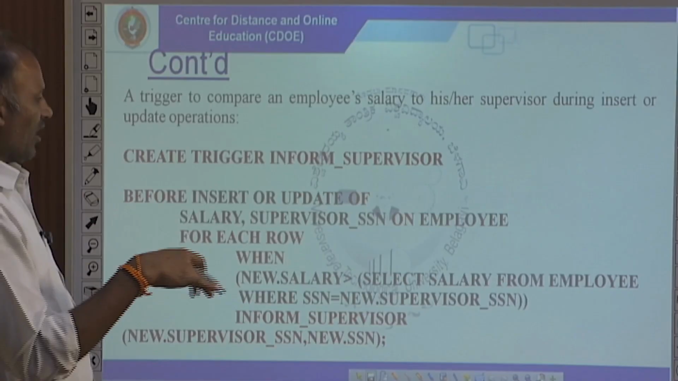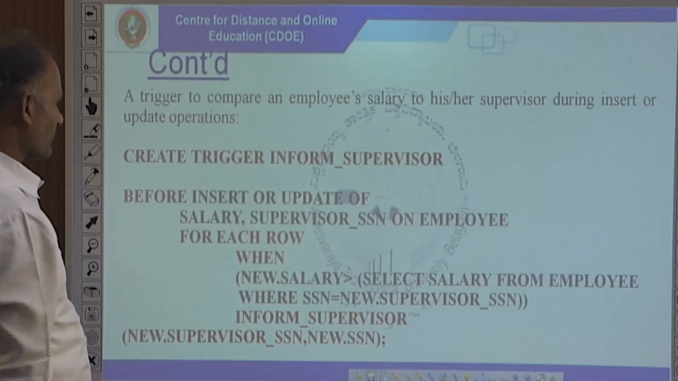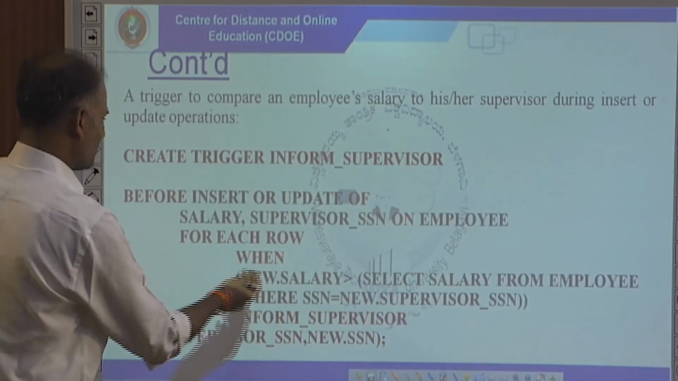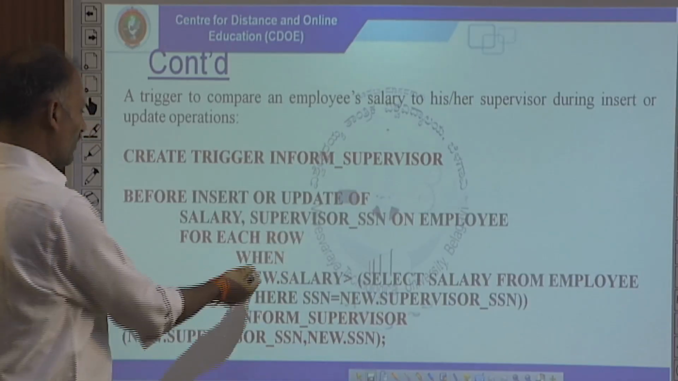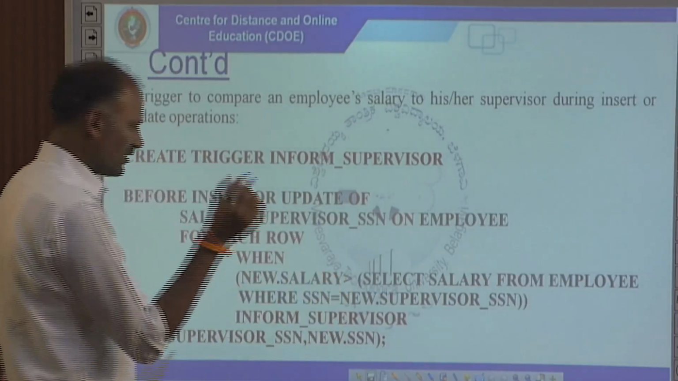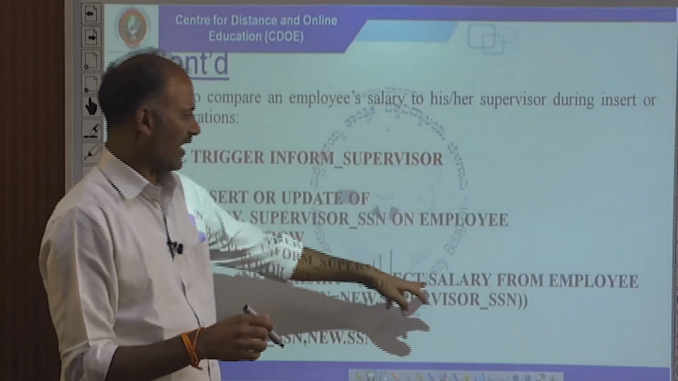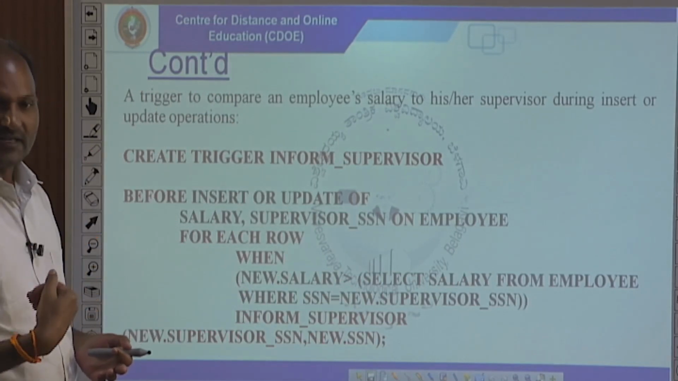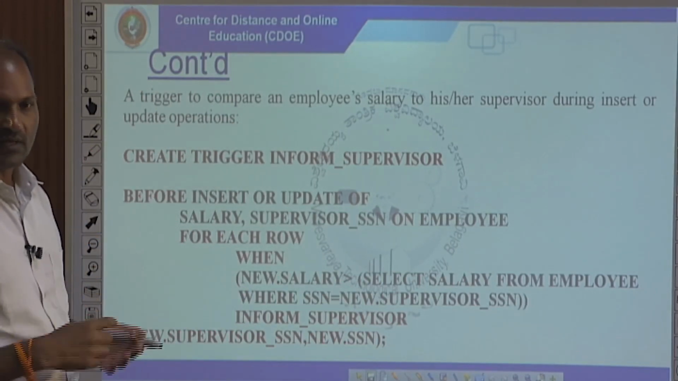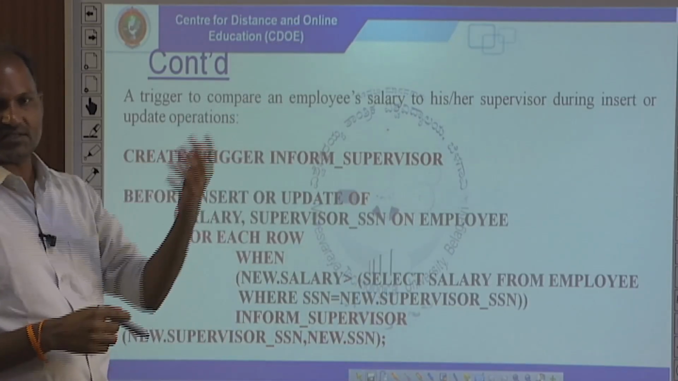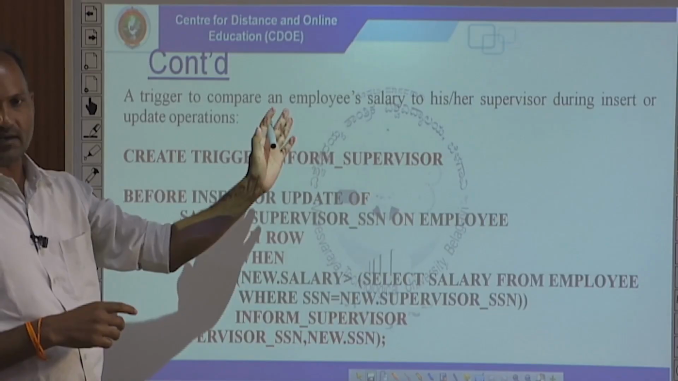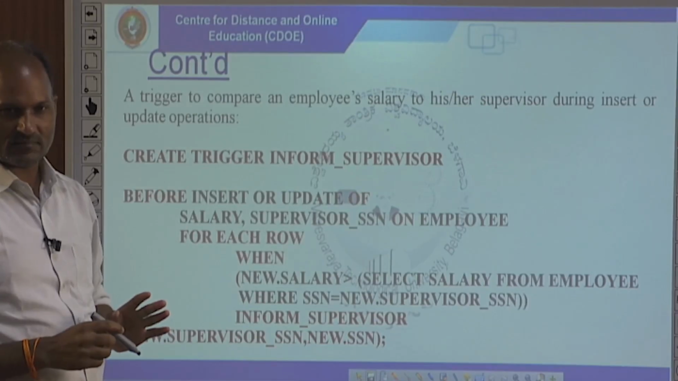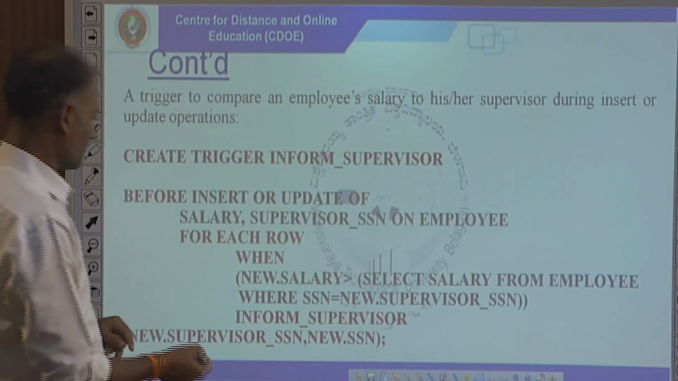inserting a record or updating a record into the salary and the supervisor. So what you have to do is perform this operation for each row: when new.salary, whatever salary you are entering, is greater than the salary of the supervisor, then the trigger sends a message saying that the new salary entered is more than the salary that you earn. So that is the function of the trigger.